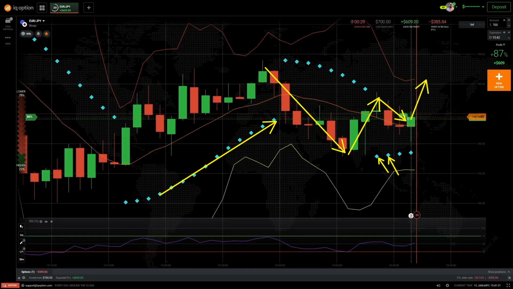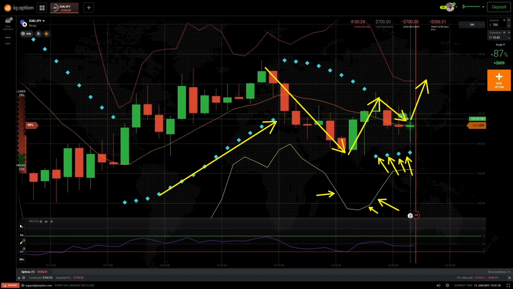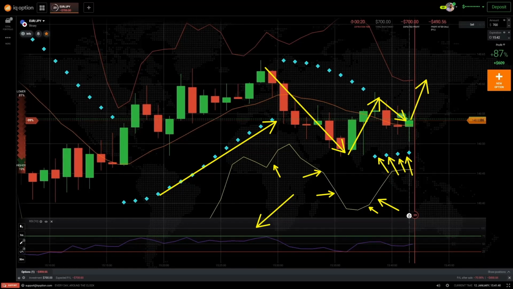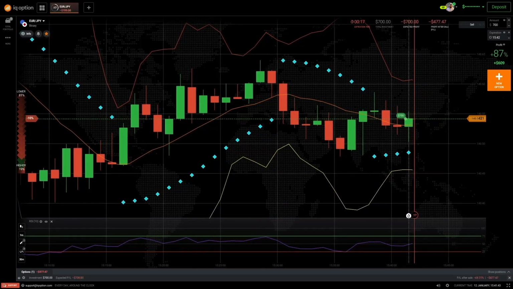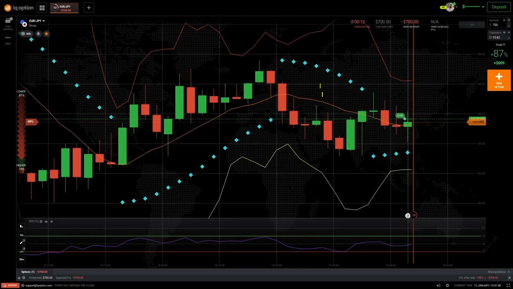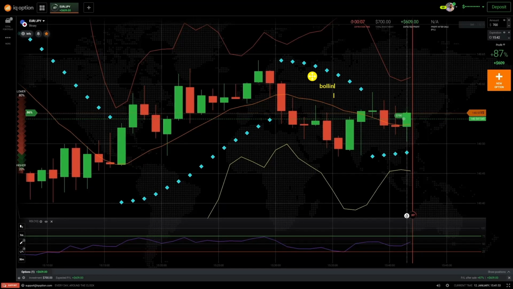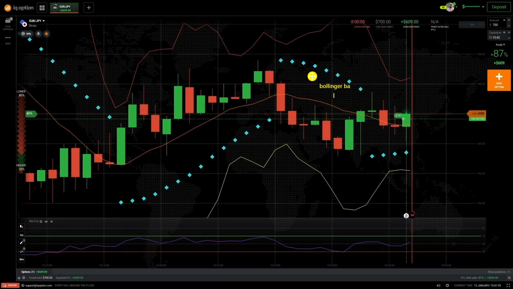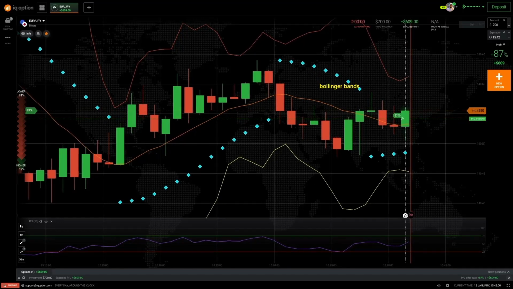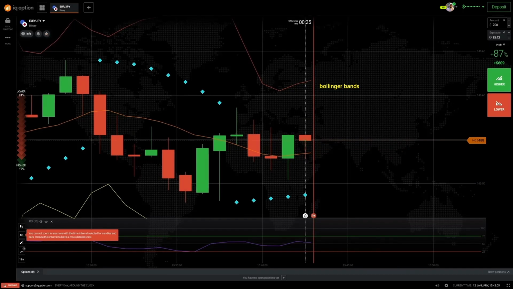As usual, I'm using the parabolic SAR, the Bollinger Bands, which are easy to predict the market with, and the RSI. So let me just try to explain to you. I'm using Bollinger Bands.